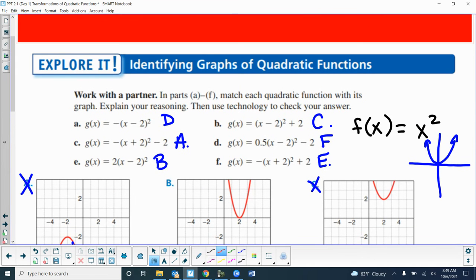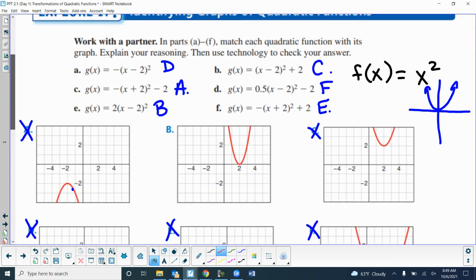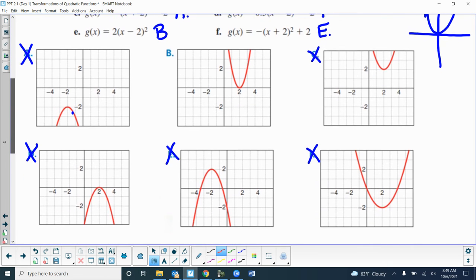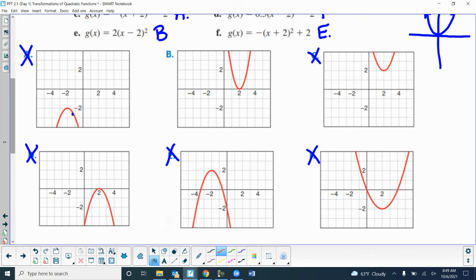So just a quick review of vertex form, and that's how all of these were. So this would have been 2, 0 was the vertex. Where's D? Right here. 2, 0 is the vertex. This one would have been negative 2, 2. So negative 2, 2, that's right there.